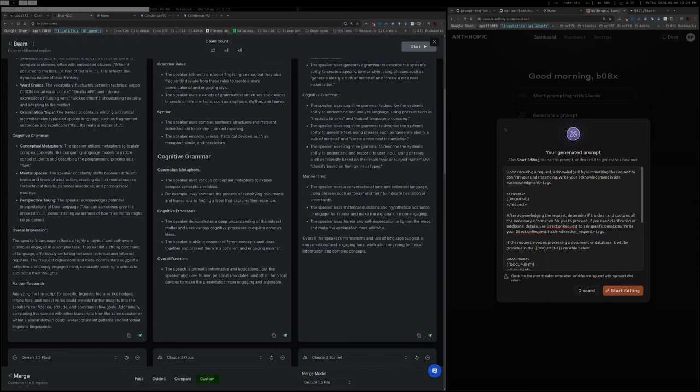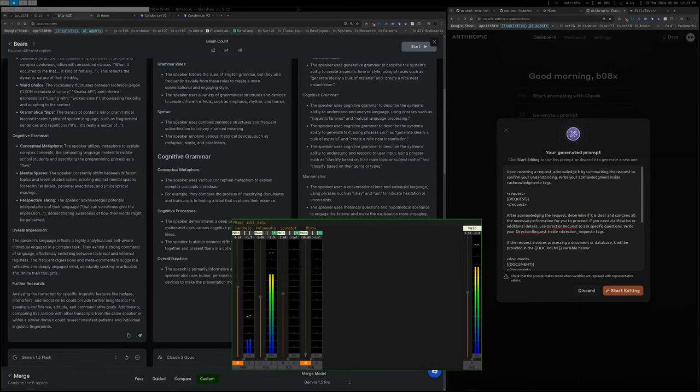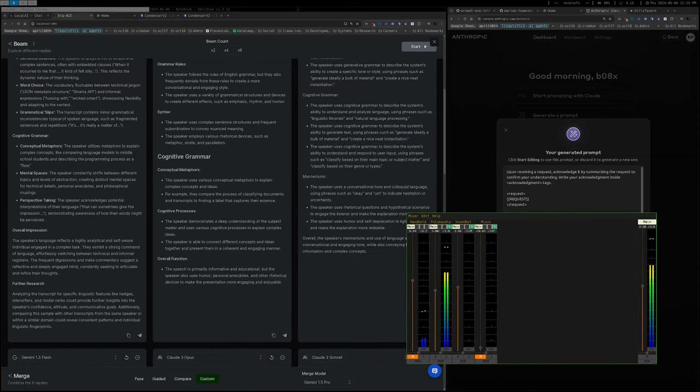Further research. Analyzing the transcript for specific linguistic features like hedges, intensifiers, and modal verbs could provide further insights into the speaker's confidence, attitude, and communicative goals. Additionally, comparing this sample with other transcripts from the same speaker or within a similar domain could reveal consistent patterns and individual linguistic fingerprints.